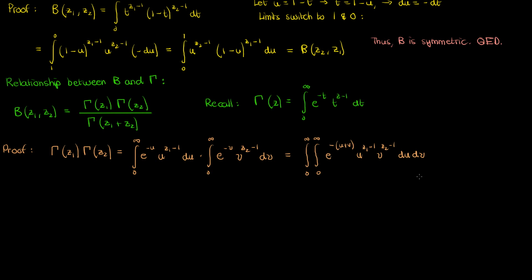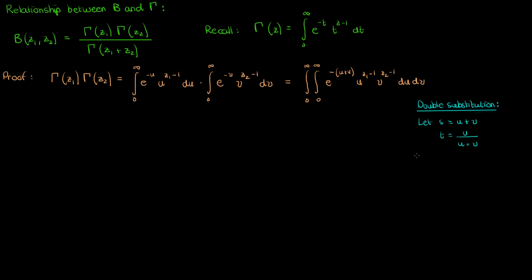Instead of doing a single variable substitution to simplify this integral, we'll be doing a double variable substitution. So this u plus v in the exponential power will represent with the variable s, and the variable t will write as the ratio of u and u plus v. You'll notice from these relationships that if I multiply s and t, I'll just get u, because u plus v's cancel from the numerator and denominator.